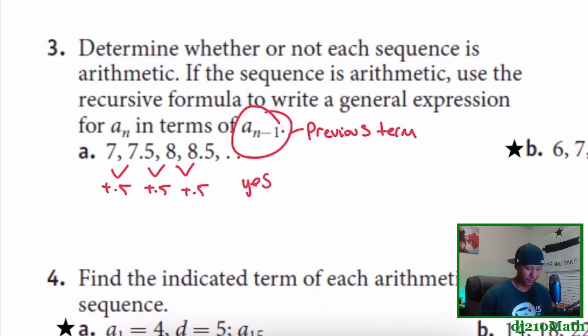All right, so a sub n is going to be a sub n minus 1, right? The previous term, whatever the previous term is, plus 0.5. And a sub 1 will start at 7, because you kind of have to know where to start, right?